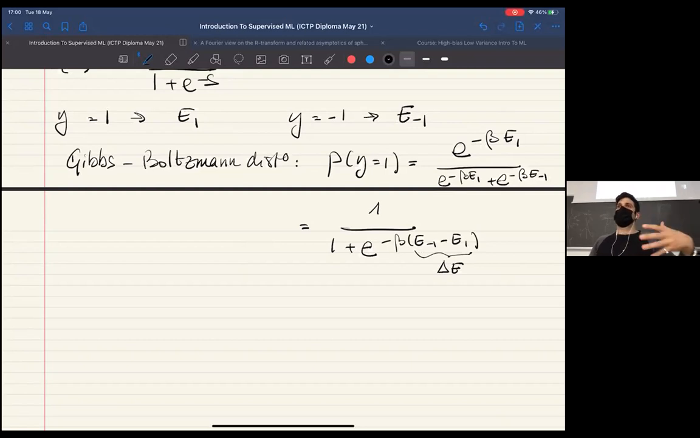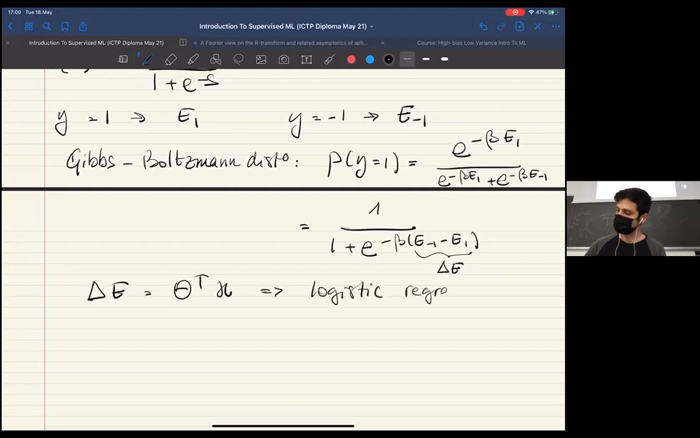So this logistic function can just be interpreted as coming from a binary system where we define the energy, or the energy difference, as a linear relationship between the features. So we are defining our energy as linear combinations of features.